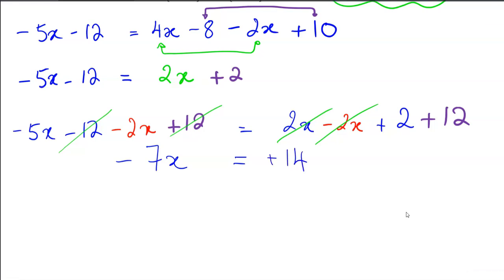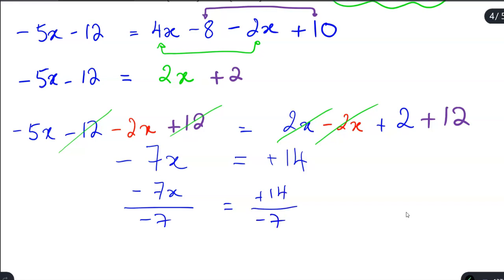Okay, 2 plus 12 is 14. So you can go ahead and perform this operation to have just one x left. And what do we see here? So that and that cancel. Therefore, x is equal to negative 2.